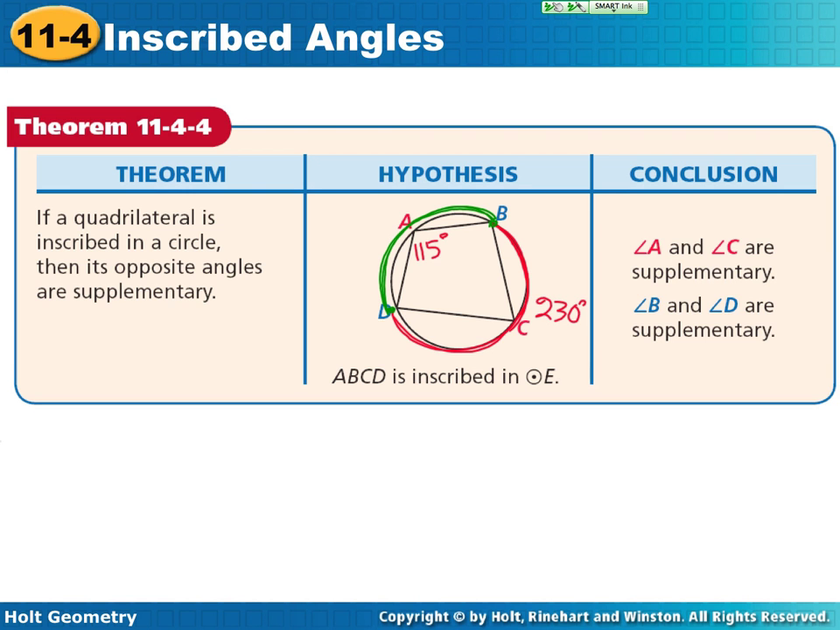Correct. So if that arc is 130 and angle C inscribes it, 65. Were those two opposite angles supplements? Yes. They add up to 180? Yes. Now my two arcs had to total 360, and each angle was half of their respective arc, so the total, half of 360, would be 180.